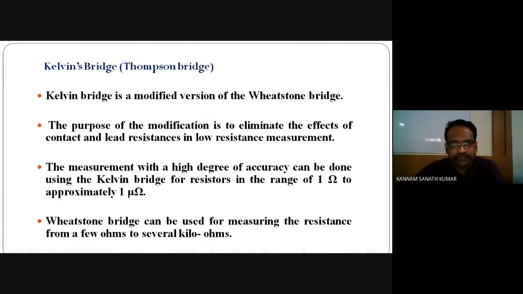If you see the Kelvin bridge, this is the modified version of the Wheatstone bridge. This is mainly used to find the resistance of contacts and leads. Suppose you want to find the resistance of connecting wires, like two contacts, the resistance is very less, so it is difficult to find out. So you can use this Kelvin bridge.